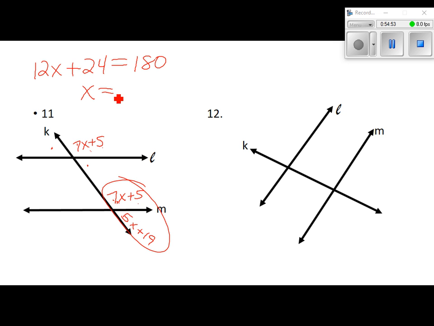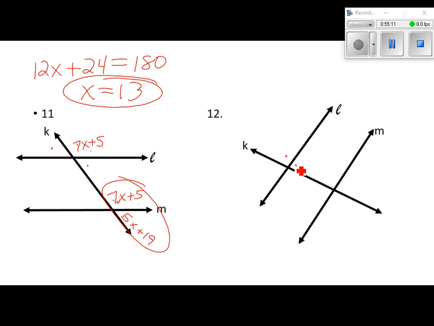Barnes. Yeah. What's x equal? 13. Does everybody agree with that? Yeah. And then what do we do with them? I already did number 12. Number 12, tell me the angles. Where are they at? They're consecutive interior.